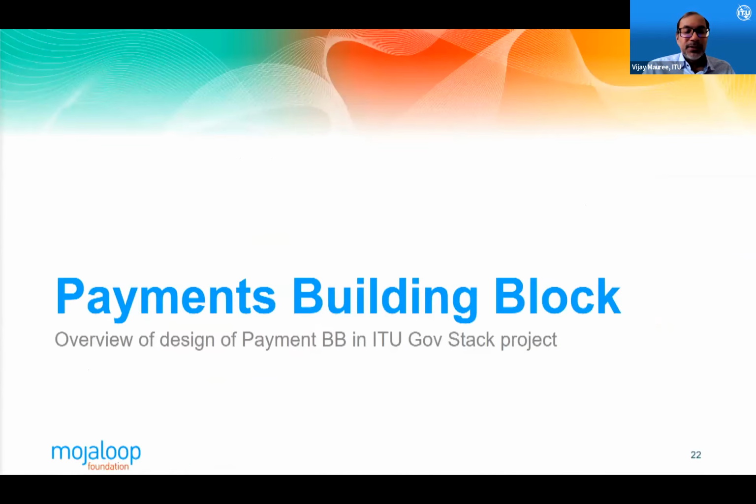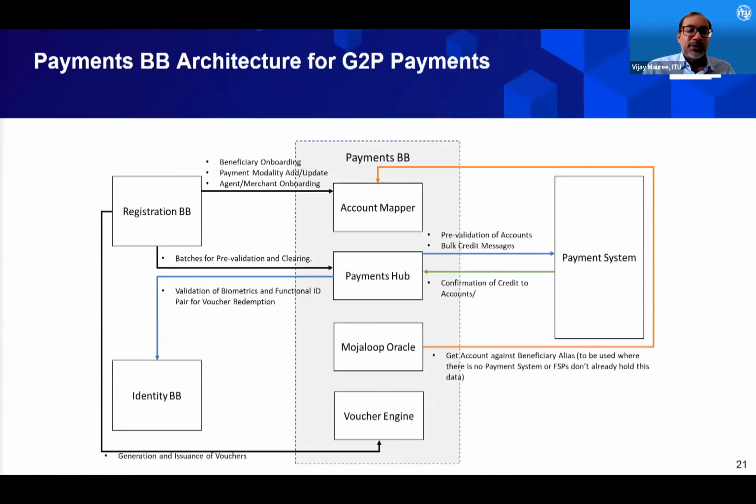So very quickly, in terms of logical architecture, in terms of a building block form for G2P payments, the payments building block will have a number of components. We'll be using an account mapper, for example, for mapping the national IDs of the beneficiaries to the payments account, so that this information doesn't need to be kept at the level of the beneficiary or registration databases, and to a certain extent also hide this information, making it more secure in terms of protecting the personal privacy of the beneficiaries.